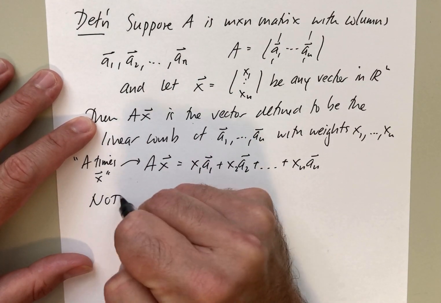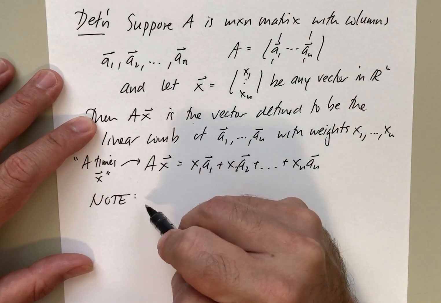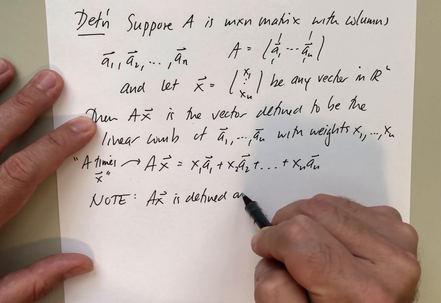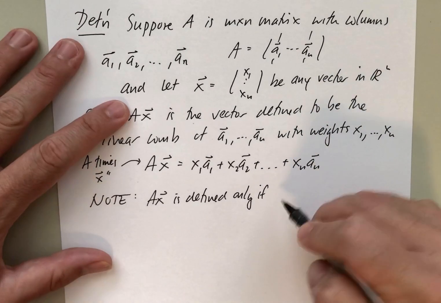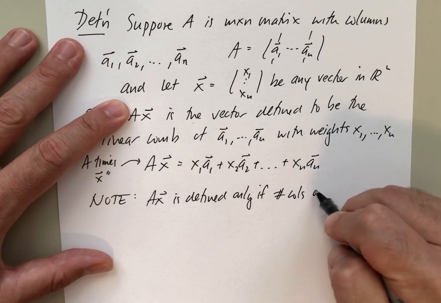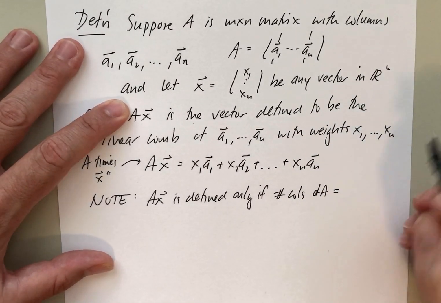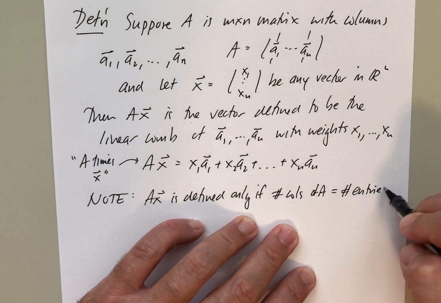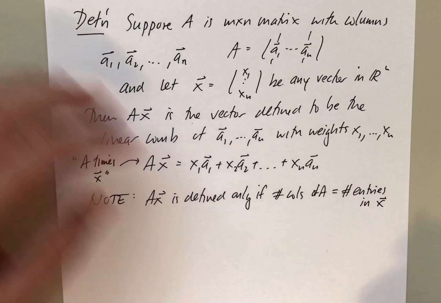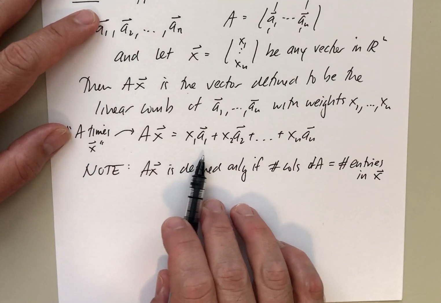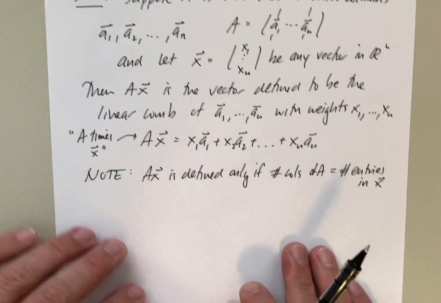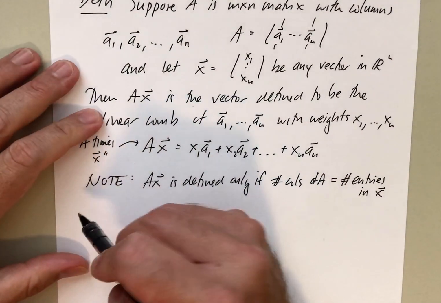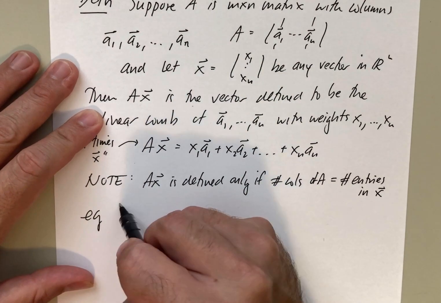Let me just note that this makes sense. So Ax is defined only if, actually if and only if, the number of columns of A equals the number of entries in x, right? Because I'm making a linear combination, if I have n vectors, I better have n weights to make this linear combination. Let's do this with an example. I think that's where things become clearer.